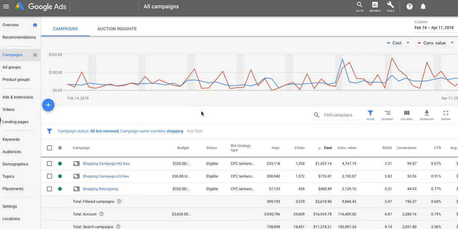Google Shopping campaigns used to be easy. Put together a product feed, set your daily budget, and off you go. Pretty soon you're making money online, right? Well, not anymore, because the game has changed.